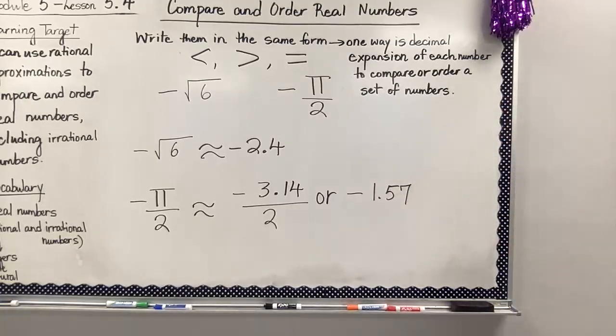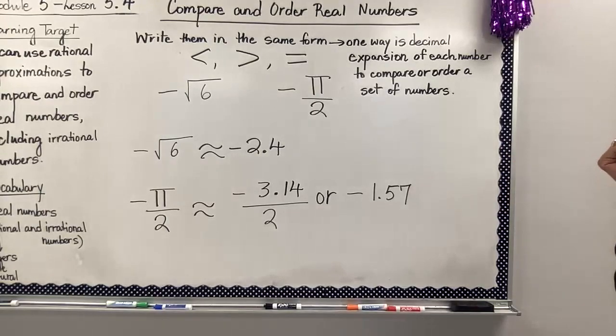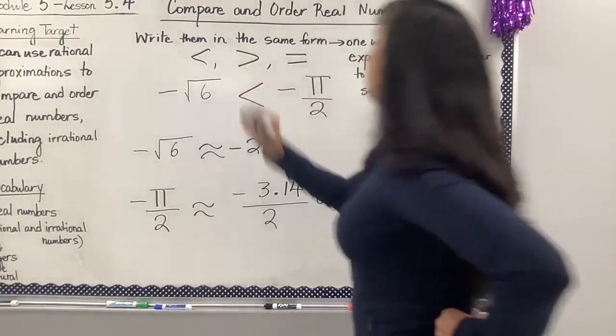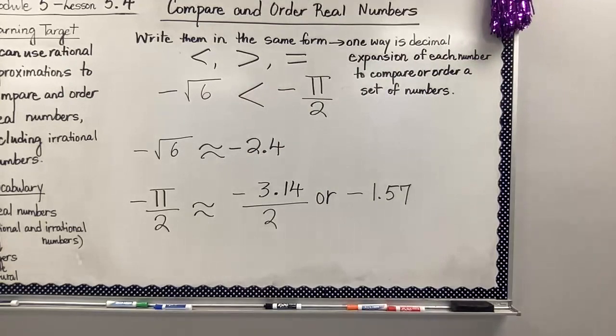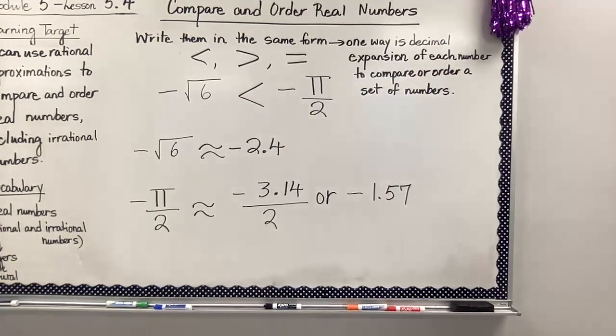Now, since these are negative numbers, and negative 2 and 4/10 is less than negative 1.57, we are going to say that negative square root of 6 is less than negative pi over 2. So this is the correct inequality to use in this case. Next, we are going to graph this on the number line.